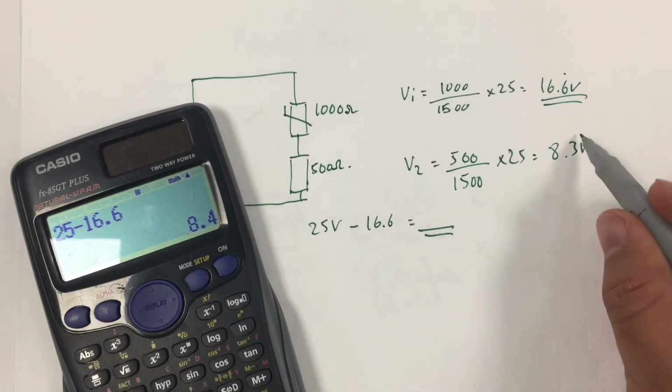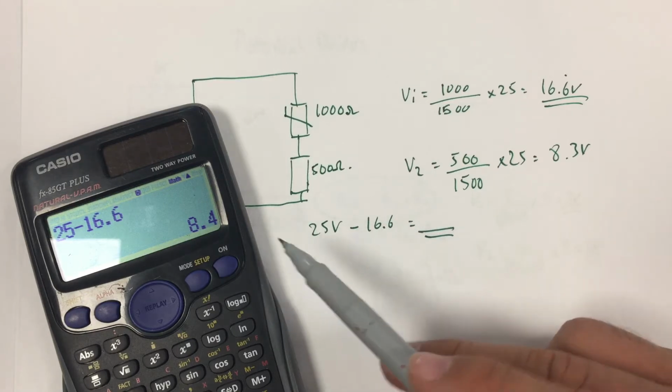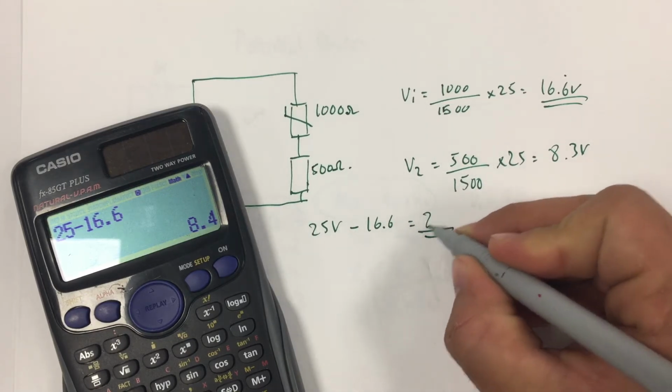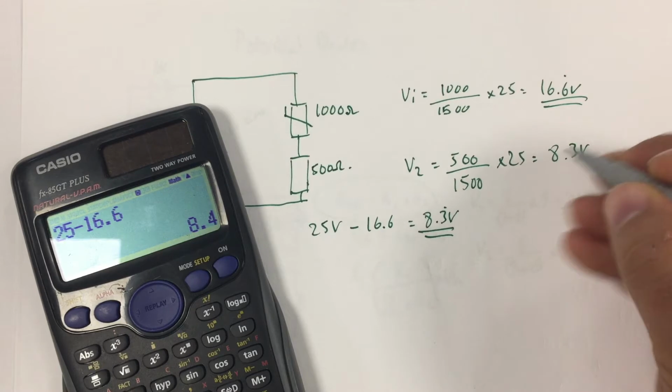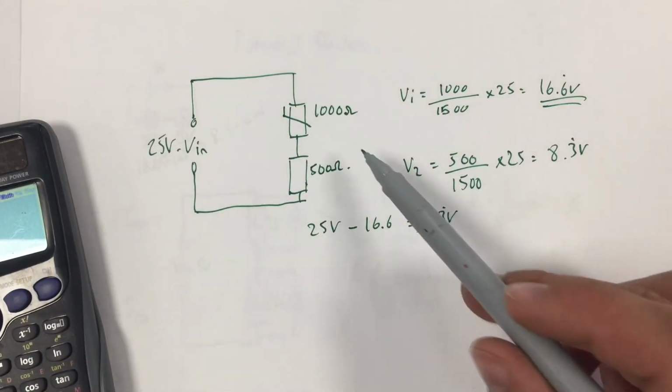Okay, and just for the sake of proving this, if we do 25 minus 16.6, you get 8.4, and this was 8.3 recurring. Obviously I put 16.6 rather than 16.6 recurring, that's why it's come out as 8.4, but you see that it comes out as effectively the same number. Okay, so either of these methods could be used.